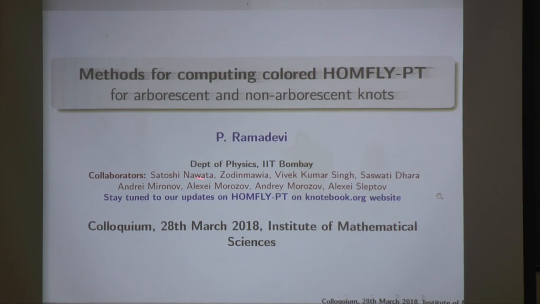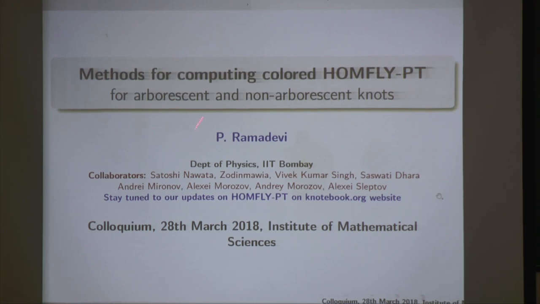So a lot of things have been happening with this collaboration, and we have created a website where things are getting updated to different colors. By colors I mean like spin half, spin one, you can put different representations of SU(N) and so on. So various colors are getting updated, so far up to 10 crossings, and we are hoping to get it updated up to 12 crossings. So stay tuned for updates on the website.